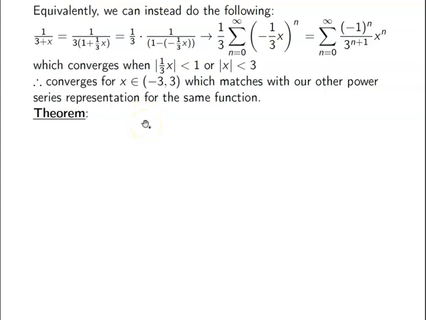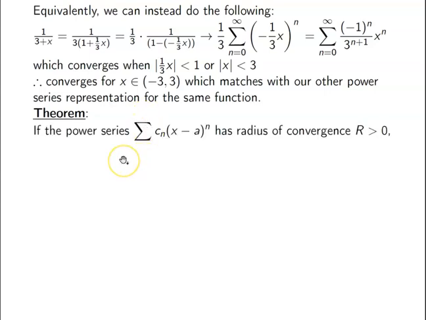So let's look at another theorem. If I have a power series that is centered at a, and this power series has a radius of convergence of r, which is larger than 0. So remember, when it's equal to 0, it's only at a exactly that it converges. So here I need some sort of an interval.